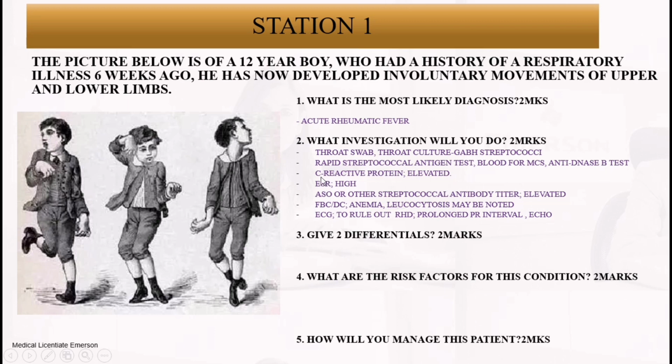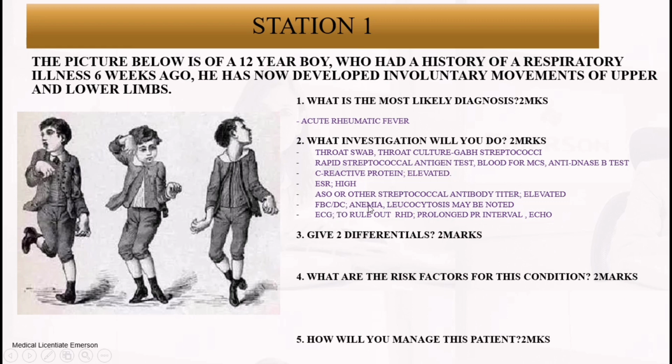Then can also do a C-reactive protein, and the C-reactive protein will be elevated. The ESR, which is the erythrocyte sedimentation rate, will also be high. Then ASO or other streptococcal antibody titers will be elevated, which is anti-streptolysin O titers. So they will also be elevated.